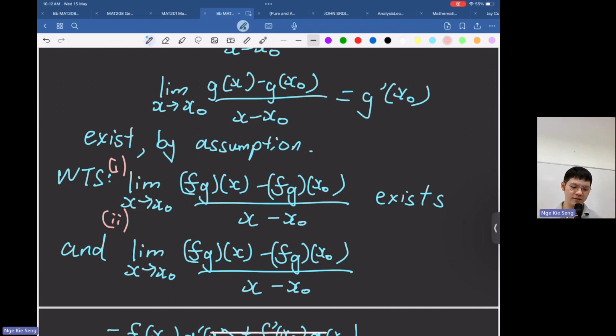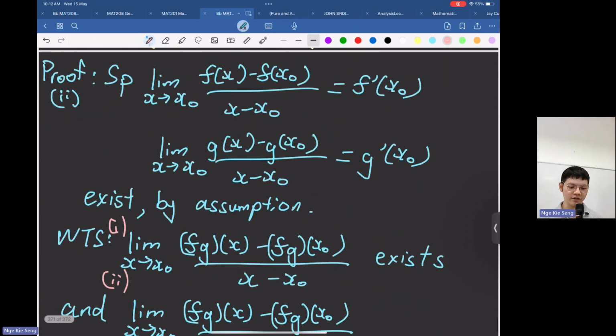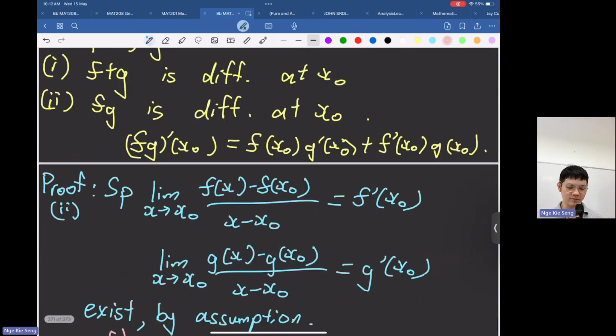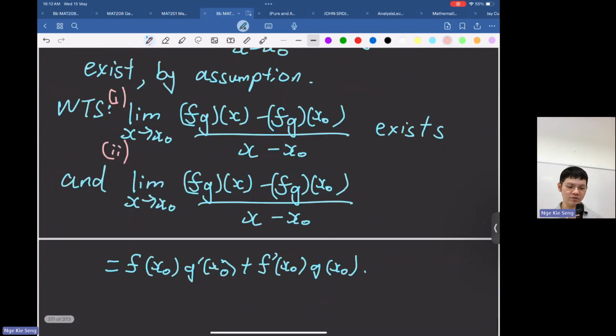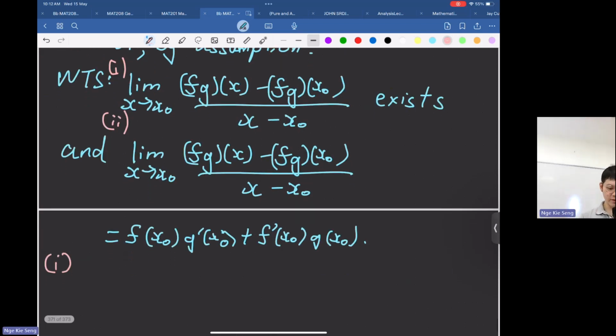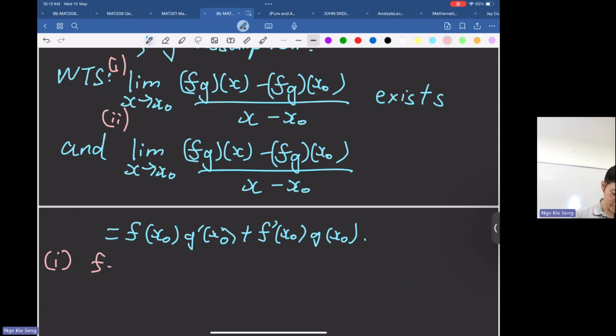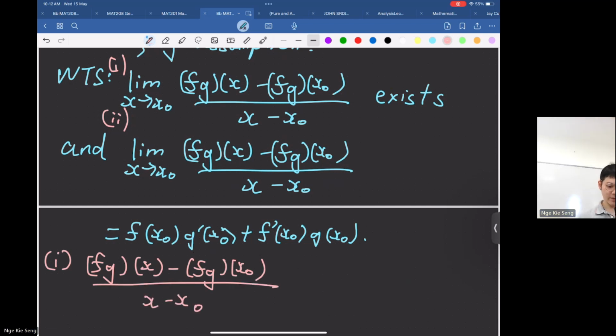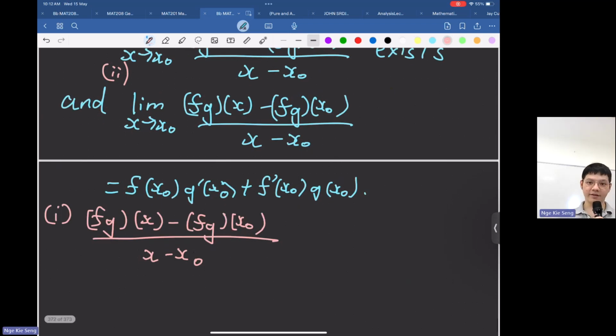You agree? I think you don't agree, right? It's not just multiply. So let's prove the first one. What about the first one? We are looking at (fg)(x) minus (fg)(x naught) over x minus x naught. What is this guy here?